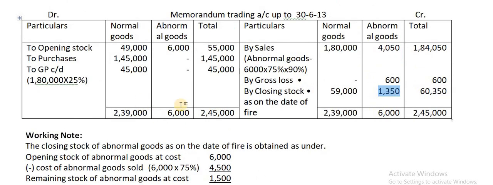Okay, now the 6,000 total, same 6,000 total minus 4,050 and minus 1,350. The balance is the gross loss. This is the difference. That's why I have given you this particular symbol here. So that is the difference. All right.